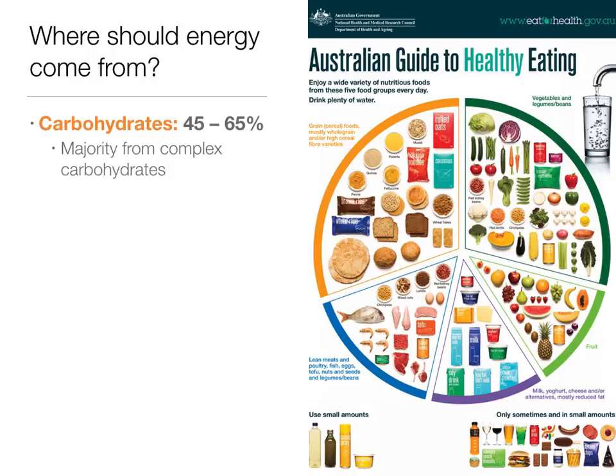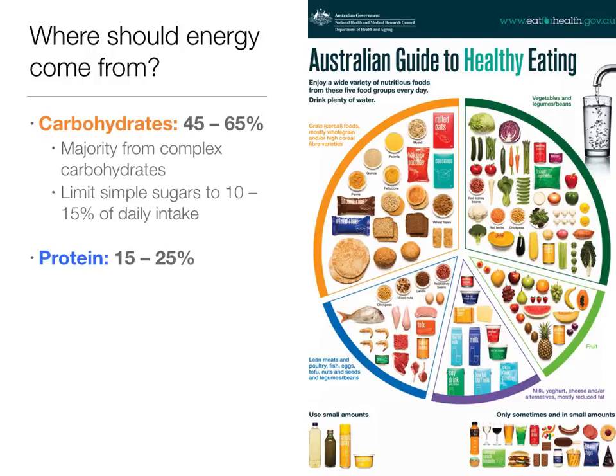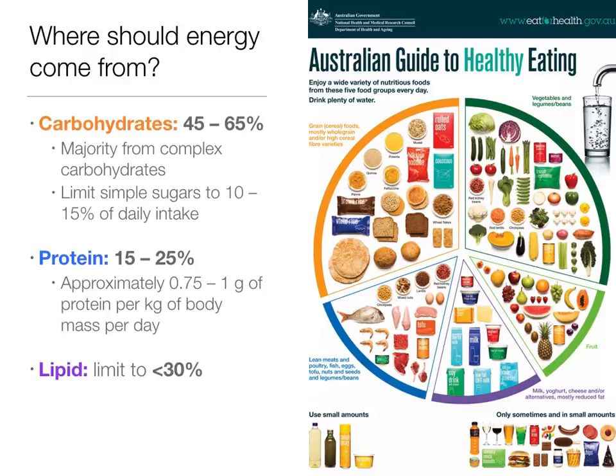The majority of carbohydrates should come from complex sources, such as whole grains, with simple sugars limited to 10 to 15% of total daily energy intake. Protein, then, should account for 15 to 25% of all energy intake. Another way of calculating this is that between 0.75 and 1 gram of protein should be eaten each day per kilogram of body mass. Finally, lipid intake should be limited to less than 30% of total daily kilojoule intake, with saturated fat being limited to less than 10%.